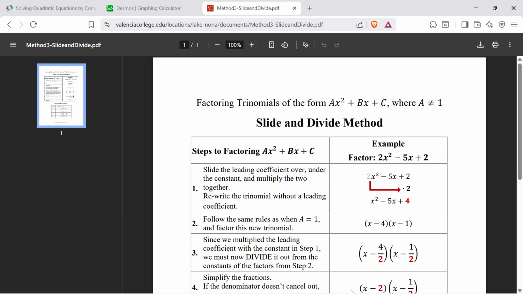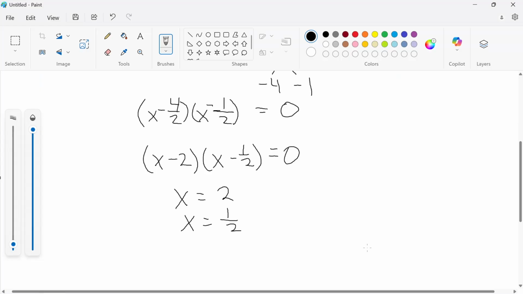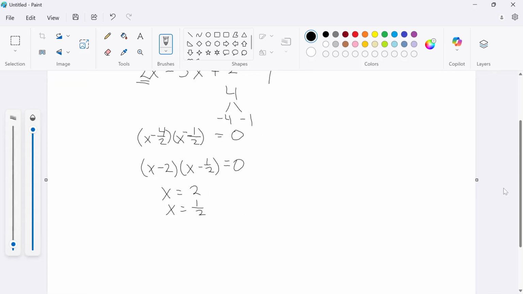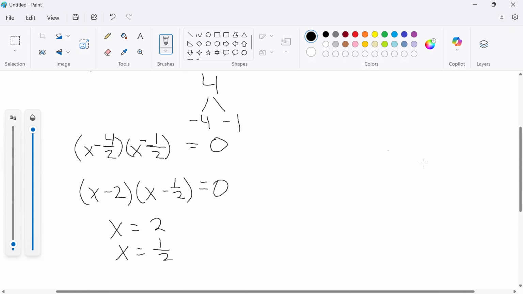I will do one more. 3x squared plus x minus 2. Some people use, I know, the box method, the cross method. There's all kinds of methods. I like to use slide and divide. 3x squared plus x minus 2 equals y. 3 times -2 is -6.